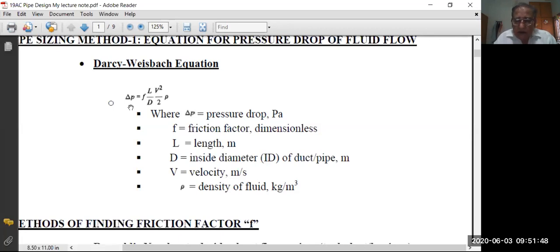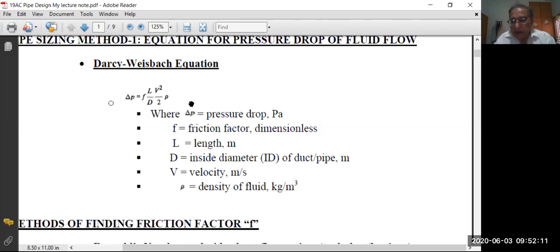So this whole is covered by this single formula: delta P is equal to F L by D, V square by 2 multiplied by rho, where F is the friction factor. It is a dimensionless number. It depends on regime of flow. In fluid mechanics, you've learned what is regime of flow. Regime of flow is laminar, transient, and turbulent.